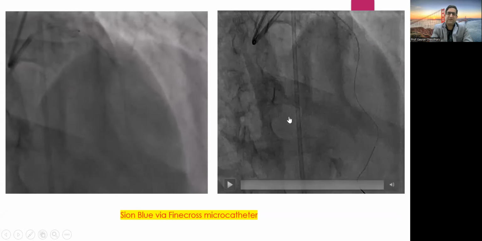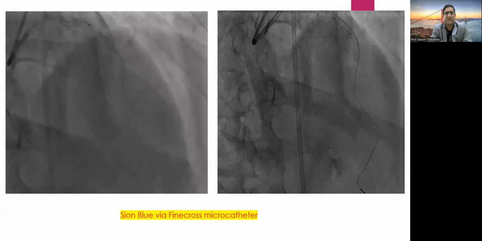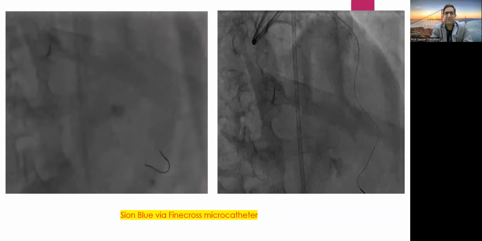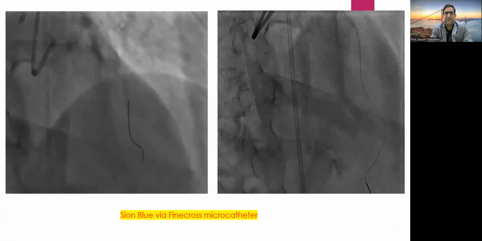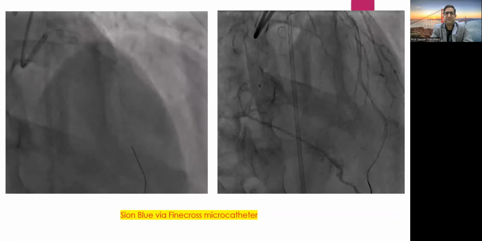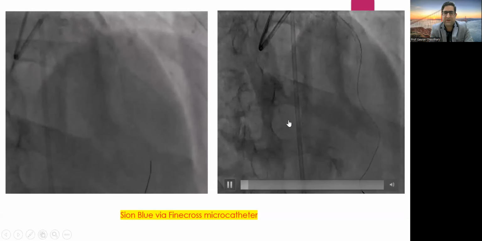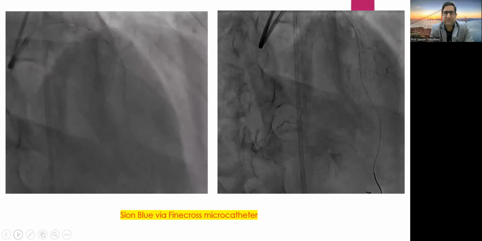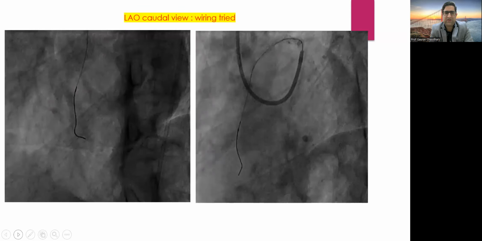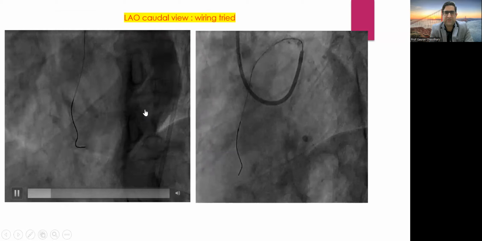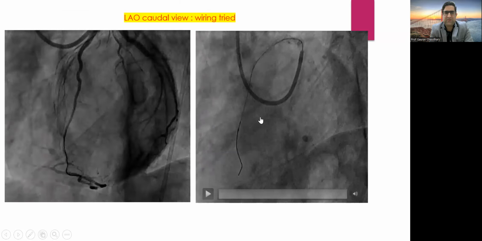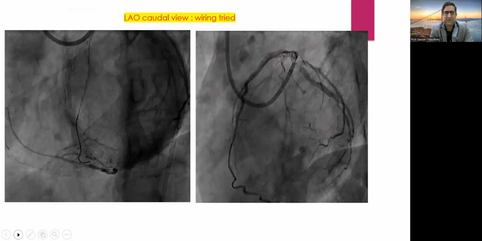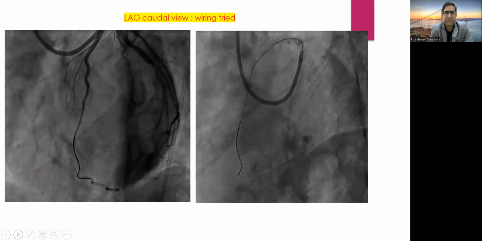So an important thing in this collateral that is epicardial, we have to be very cautious because they are very prone to spasm or rupture. So we took a Fine Cross catheter, which is a bit softer as compared to the other catheters, and a Sion wire was tried to negotiate across this very tortuous epicardial collateral, and various views were taken. A caudal view was tried for wiring, as well as various other views.